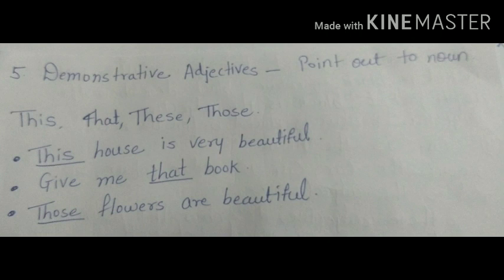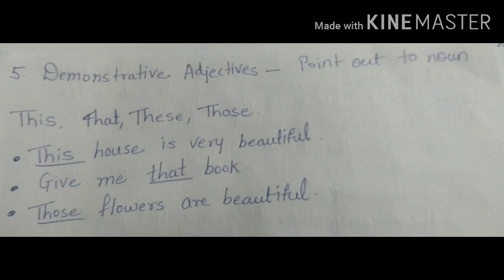For example, let's see the first example. This house is very beautiful. Now here, house is a noun because it is a naming word, and describing the house is the word this. So this is a describing word. It tells us which house, so it points out the house. It tells the specific house we are talking about. So this is describing the house. So it is an adjective.